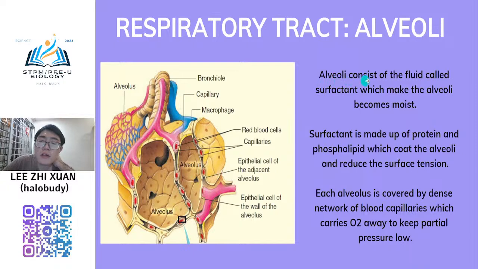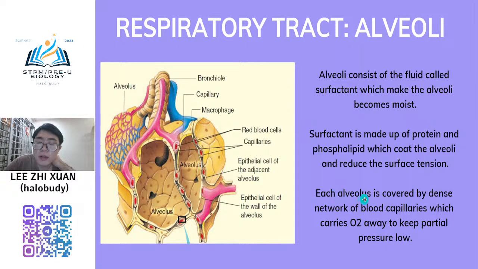So the alveolus also consists of a fluid called the surfactant. This surfactant is very important because it makes the alveolus moist. The alveolus is not dry, it is a moist structure. Why does it need to be a moist structure? Because it needs to reduce the surface tension of the water. The surfactant is made up of protein and phospholipid, which coat the alveolus and reduce the surface tension in the alveolus.